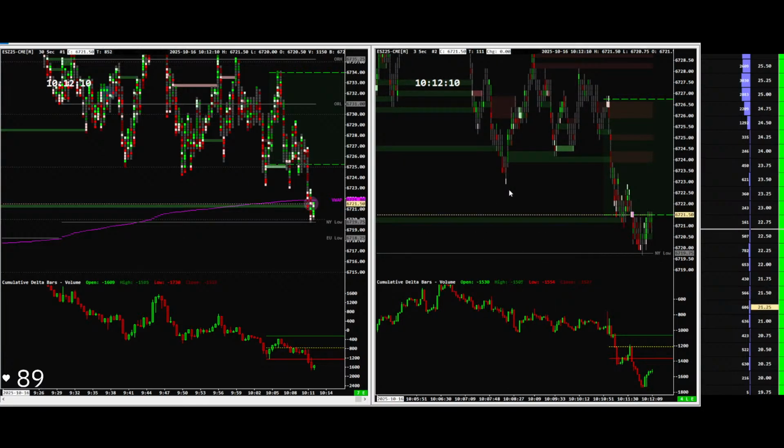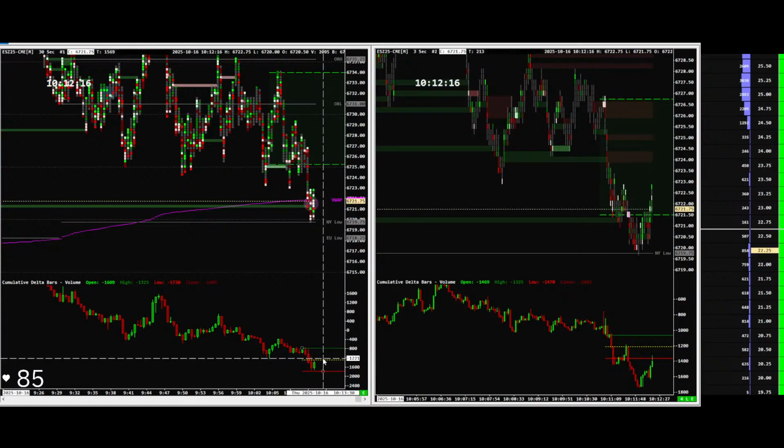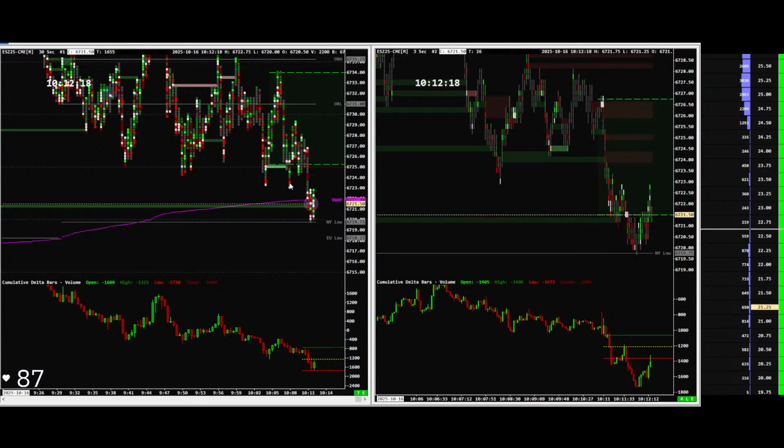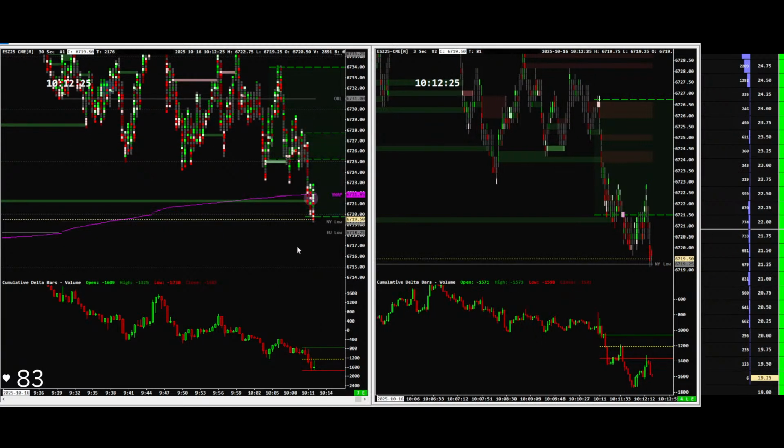Mm-hmm. Check out your 30-second. It looks like you might have some reds that are almost aligned. See how it's like almost? Yeah. That's good. So go ahead and do those. It's 3 bars. Yep, from there to there.